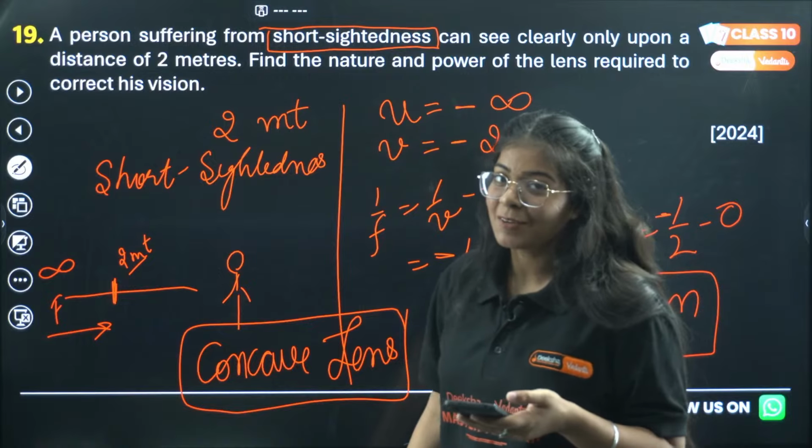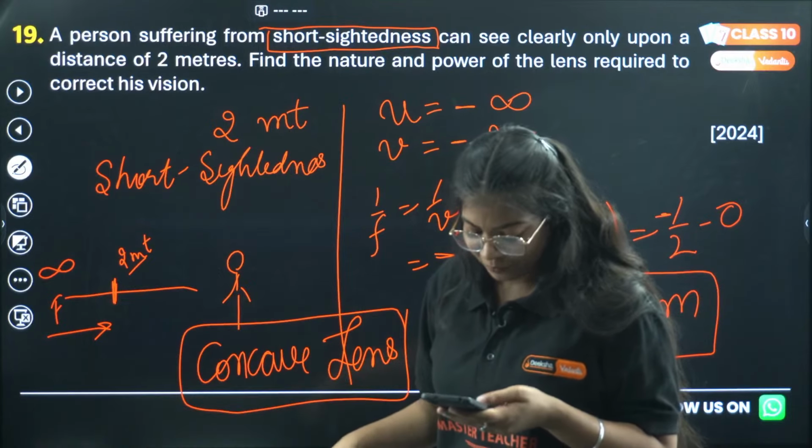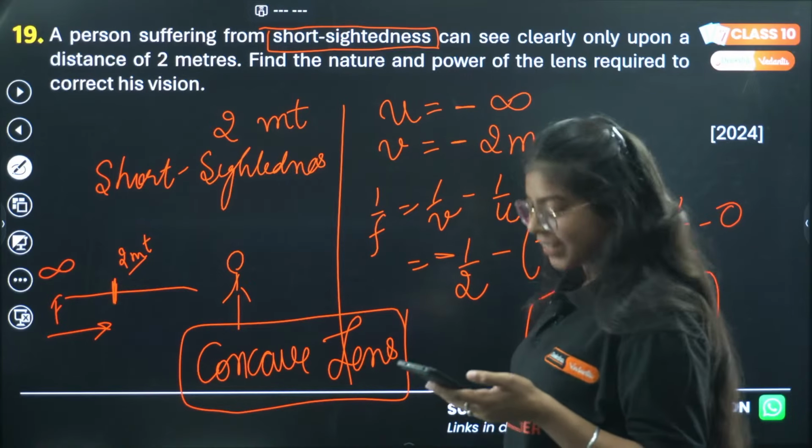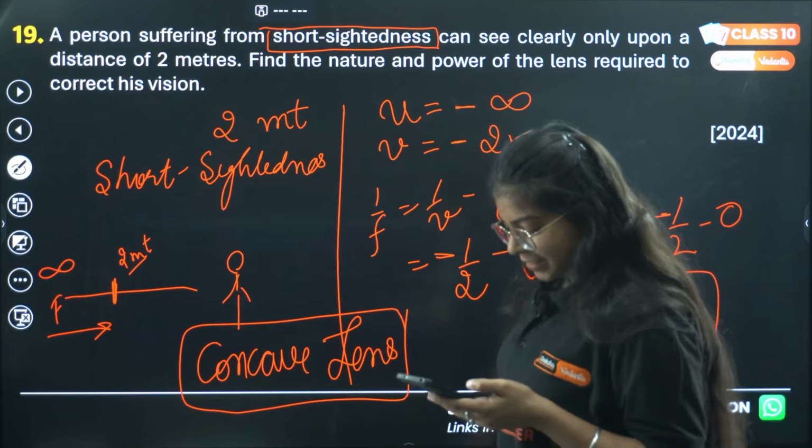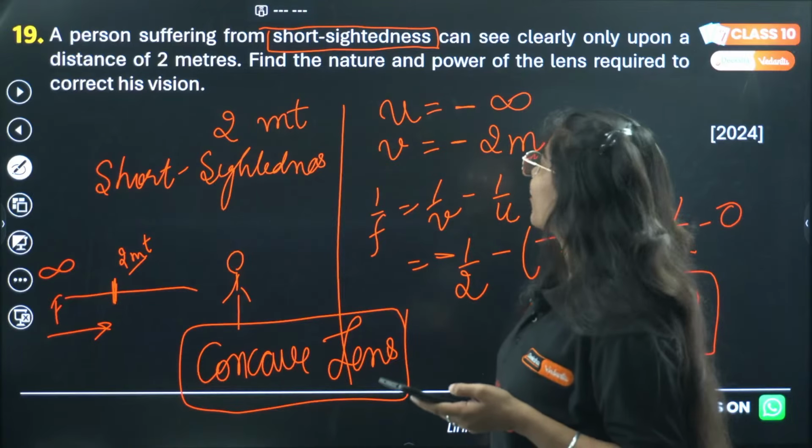Are you guys playing with me or something, or is my net slow? Okay, Trev has answered concave. Thank you so much. You saved my izzat. Okay, concave lens. Everyone is now answering.